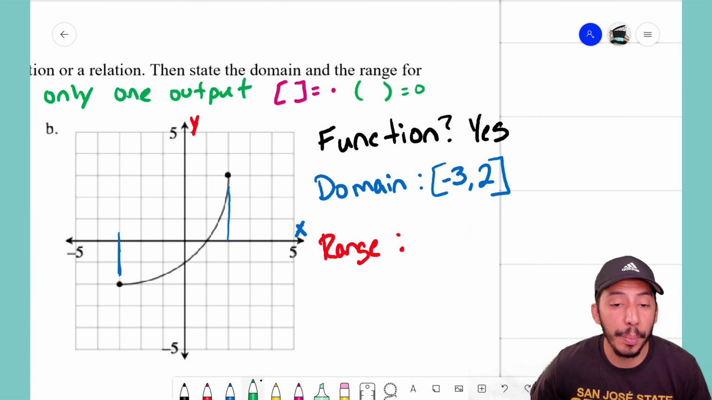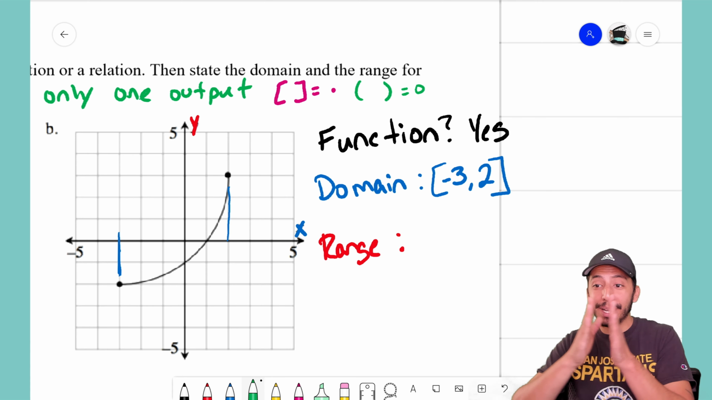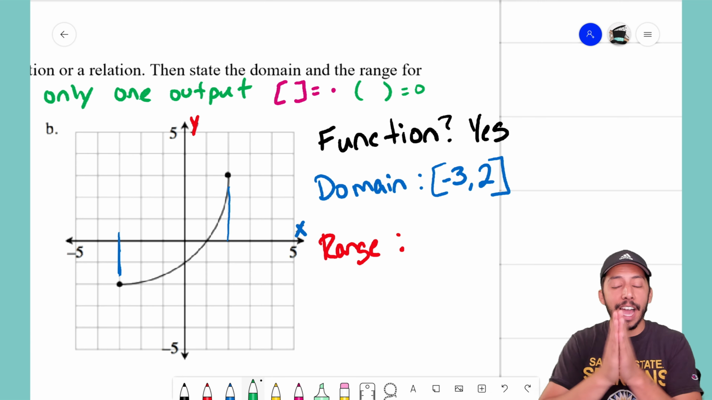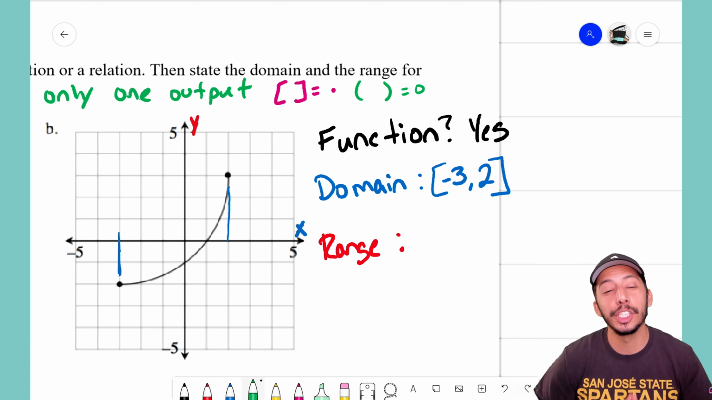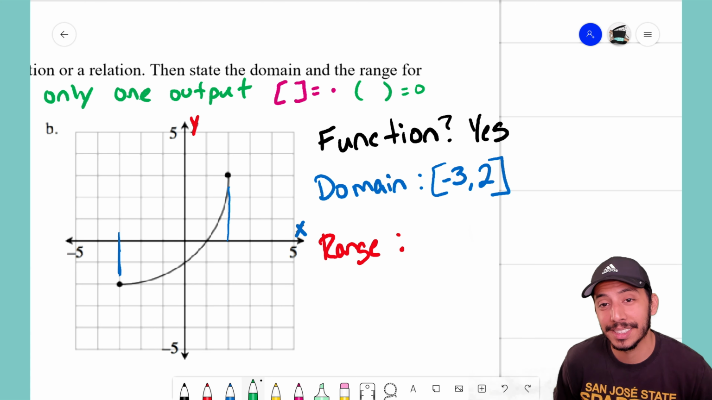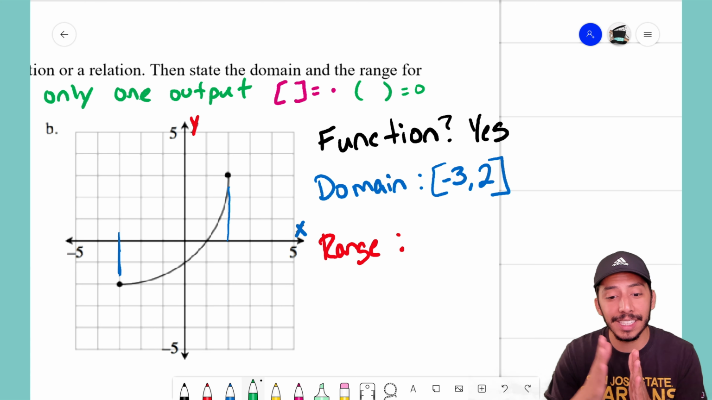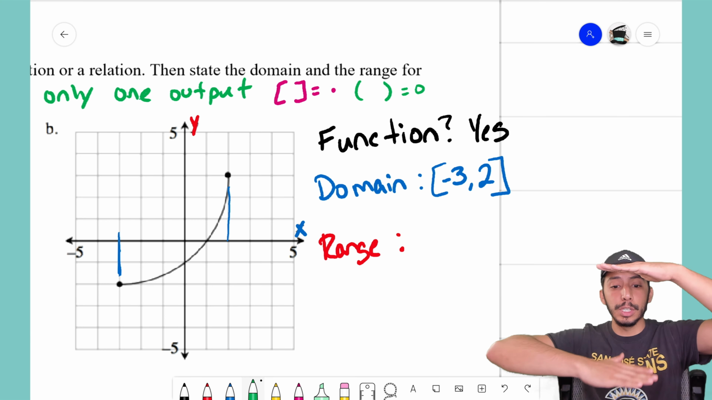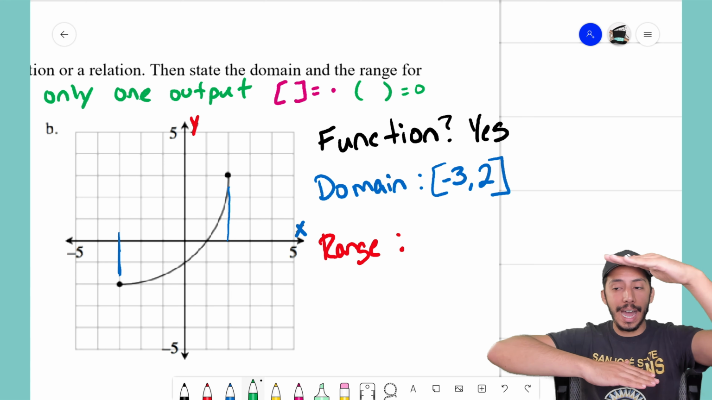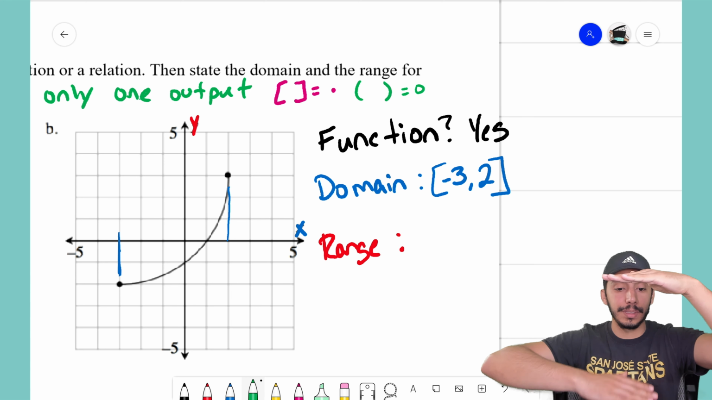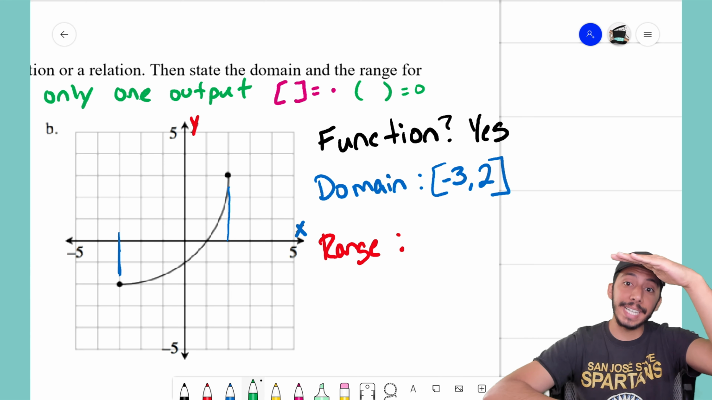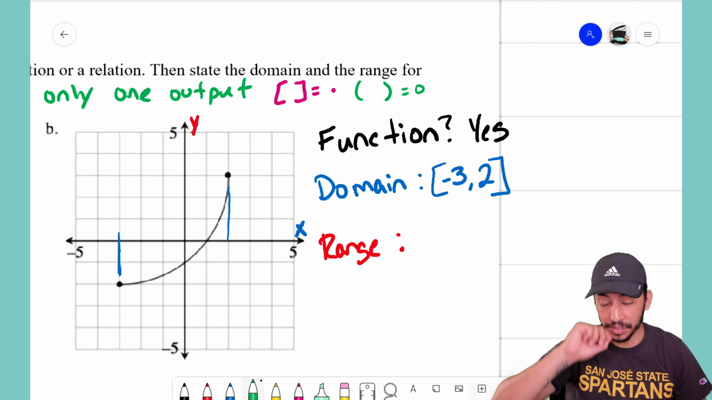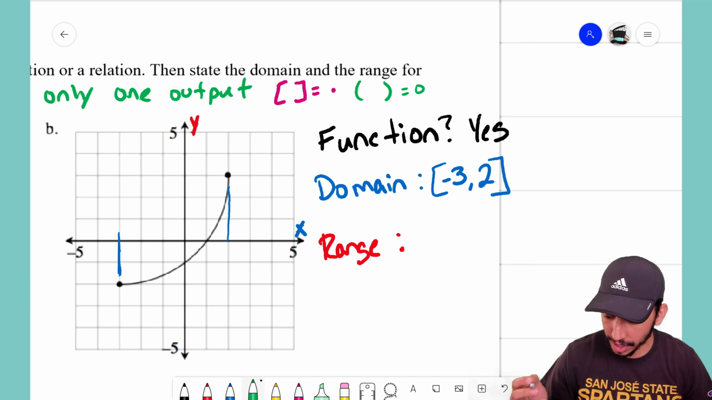All right, domain was left to right. How far left? How far right? Do we remember what range is? Because range is not left to right. Yeah, range is how low and how high does that graph go. How low, how high, how down, how up, however you want to word this. Let's figure it out for range.